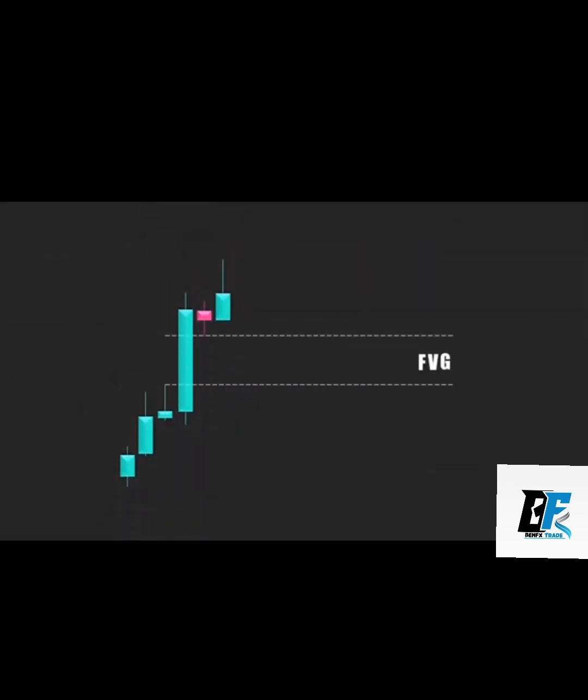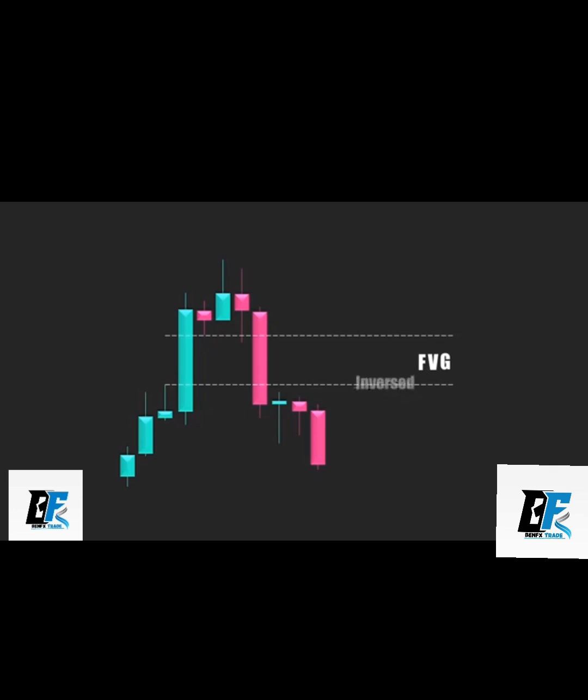These are voids between the wicks of 3 consecutive candles, indicating strong buying or selling pressure, often driven by institutional orders. When the price revisits these gaps, there's typically a higher likelihood of rejection as the market reacts to these areas. But what happens if the price fails to reject these zones and breaks through instead? This creates what's called an inversed fair value gap. An inversed fair value gap occurs when the market neglects the original FVG, breaking through it instead of respecting it.